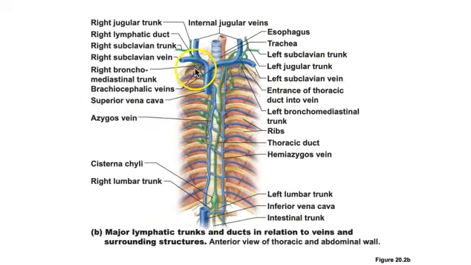And just another illustration here. So here we could see where that right lymphatic duct is draining into the junction of the right subclavian vein and the right internal jugular vein. Whereas here, that thoracic duct is moving up and around and is draining into the junction of your left internal jugular vein and your left subclavian vein. Just some highlights here.